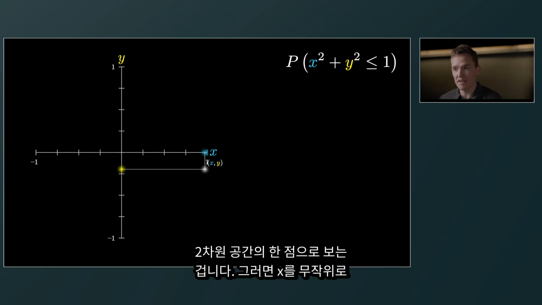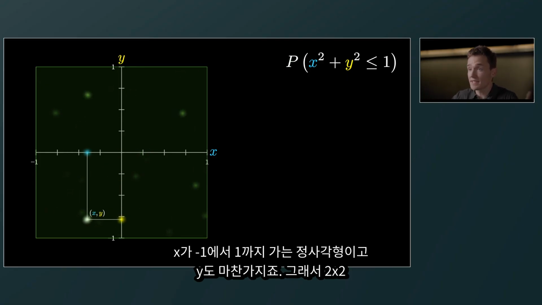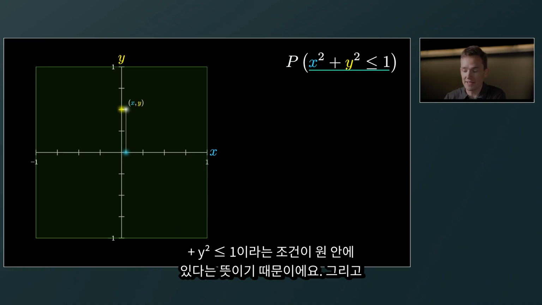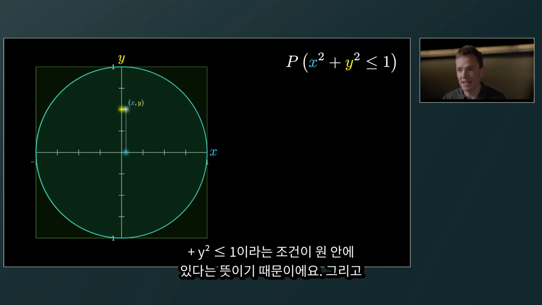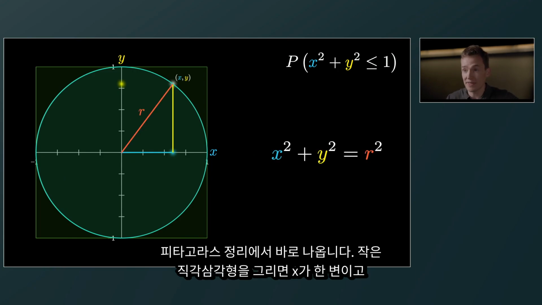And that way, when you're thinking of a random choice for x independent from a random choice of y, you're choosing a random point inside, in this case, a square that goes from x equals -1 to +1, same with y, so it's a 2x2 square. Now, the reason it's screaming out to be geometric is because this constraint of x squared plus y squared being less than or equal to 1 is the meaning of being inside a circle, right? If x squared plus y squared is equal to 1, that would actually land you on the boundary. This follows straight from the Pythagorean theorem.